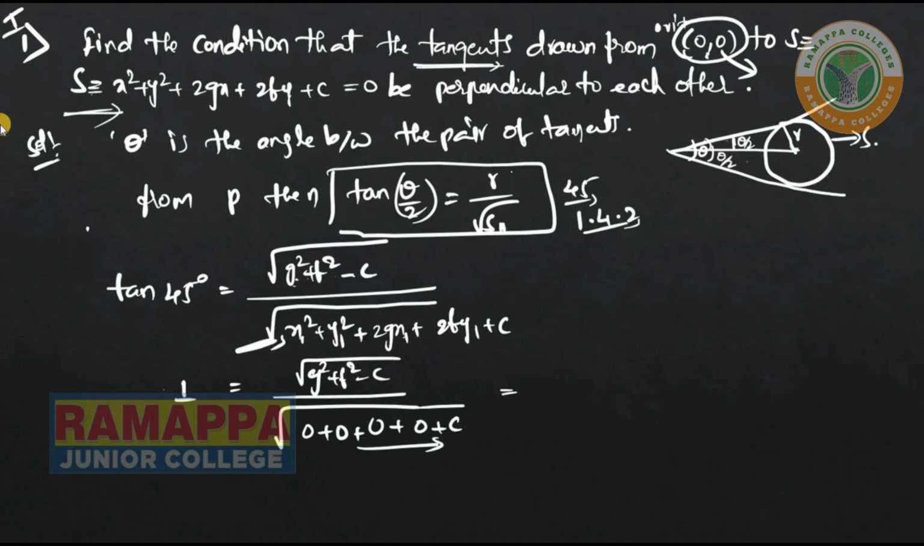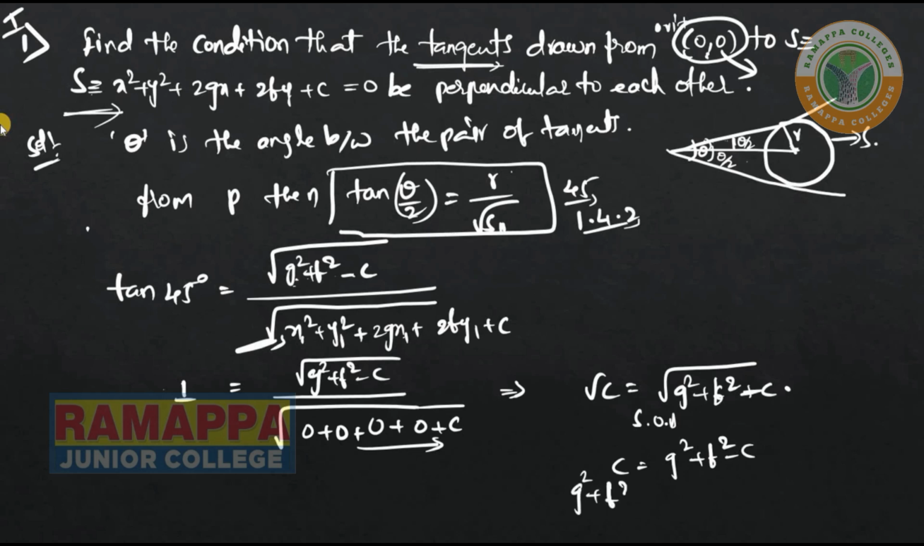So √c = √(g² + f² − c). Squaring on both sides, c = g² + f² − c. We can modify this as g² + f² = 2c, since c comes to this side and c plus c is 2c. This is the answer, the condition for this question. Please read the question twice and find the condition.